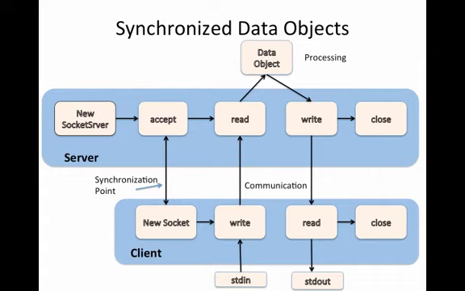So if two different clients send lines from the chat room simultaneously, you need to make sure the data object is synchronized so that one of those server threads is able to put its line to the data object. The other server thread has to wait until the first server thread is done, and then it can also put its line to the data object.